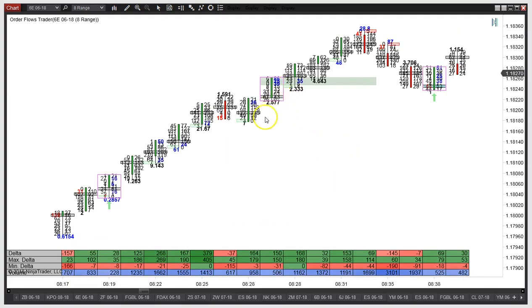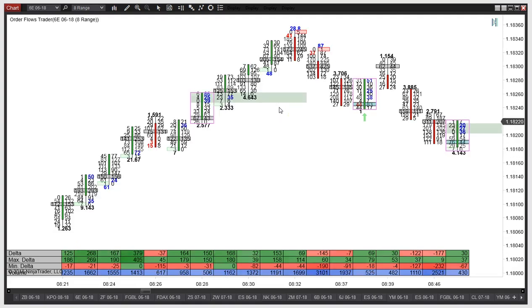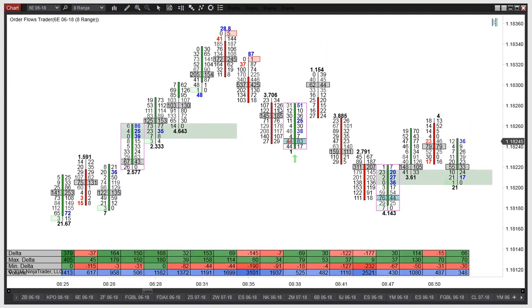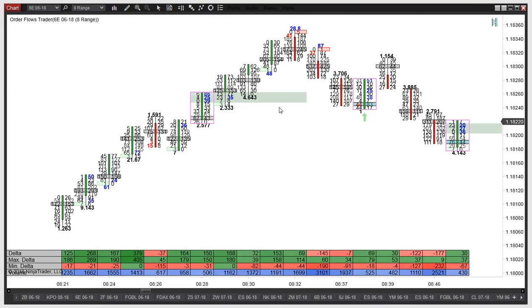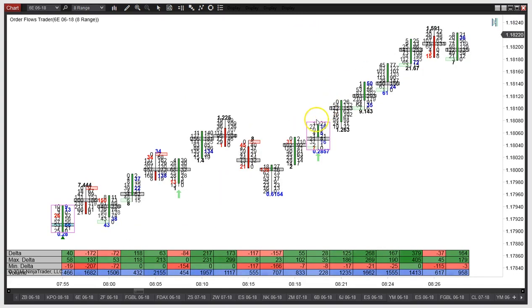You rally all the way up in here. You got confirming multiple imbalances. You get up here, you've got your first bearish ratio. So you got maybe your potentially first sign for getting out of the position. You got single print.